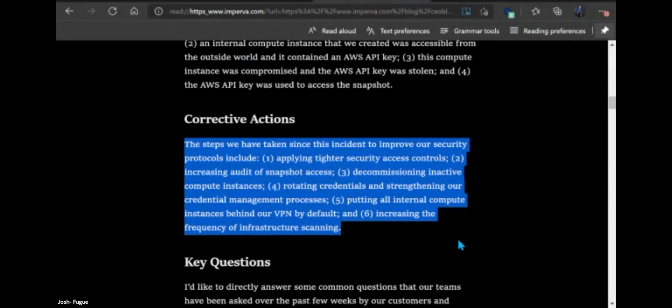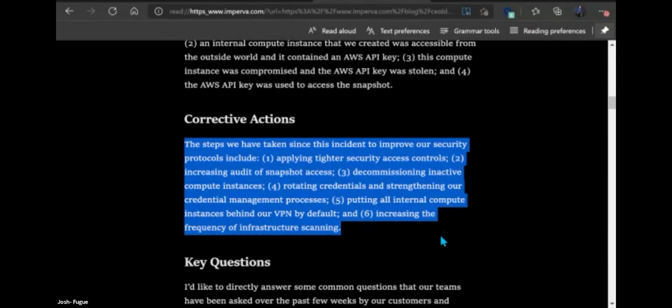Rotating credentials and strengthening our credential management process. This gets back to those API keys, and limiting their blast radius and limiting the time that they are useful. And that's key. Five, putting all internal compute instances behind our VPN by default. I think VPNs are a little dated, but you don't want your compute instances typically exposed directly to the internet. You want them going through layers of gateways, things like that.